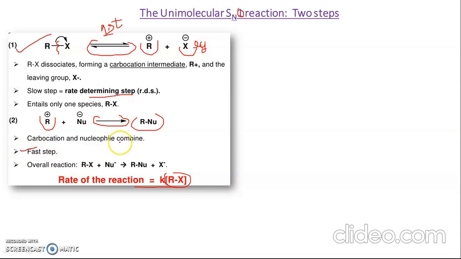So the overall reaction, if you just add these 2 reactions, we get this one. But as in our slow step, that is the first step, only RX is involved. So in the rate expression, we have only the concentration term of RX. There is no concentration term of the nucleophile. That is why it is a unimolecular reaction.